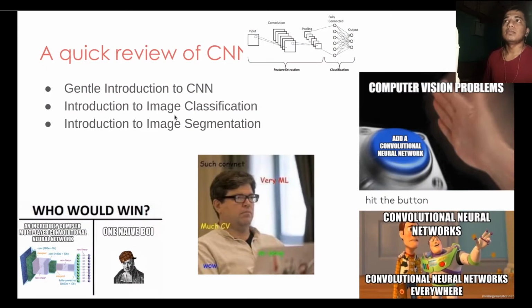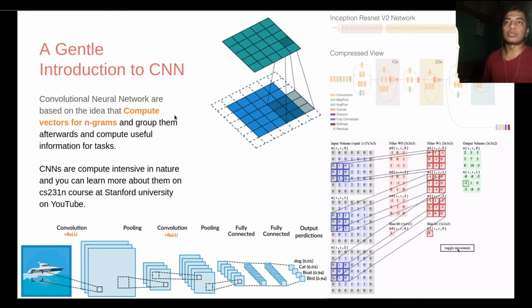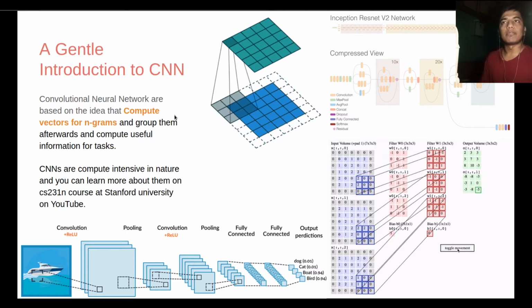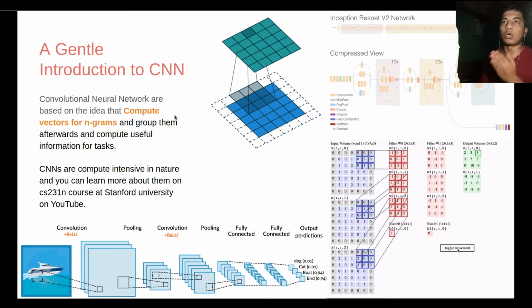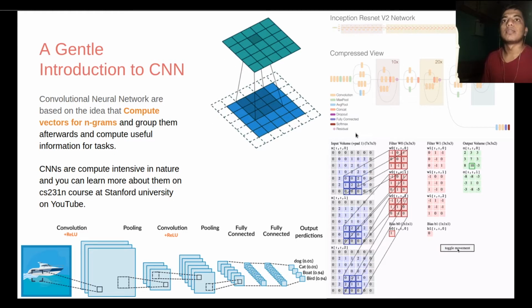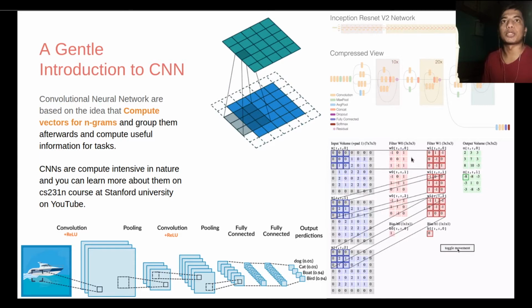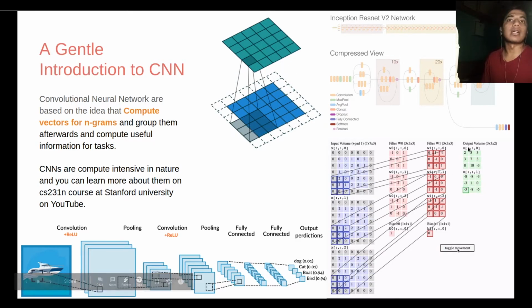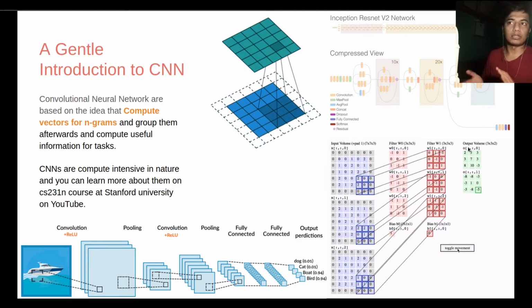Now, a quick review of CNNs. This would include a general introduction of how convolutional neural networks work, followed by image classification and image segmentation. So, a general introduction to CNNs: a convolutional filter is moved constantly over a given image. As you can see in the bottom right corner over here, we have this GIF which shows how the convolution operation happens and how these feature maps are created, which in turn help in generating an output volume. So that's how convolutional neural networks work.